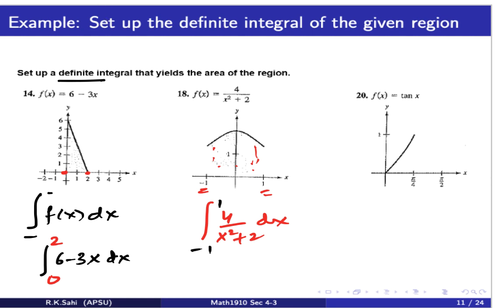Okay, I can see the picture for number 20 is not clear, so I'm just going to darken the area. This is the area under the curve. The first thing, the function is already given as tangent x, and just write dx next to it. Now where does the integral start? It starts at 0 and ends at pi over 4. So the lower limit is 0 and the upper limit is pi over 4.